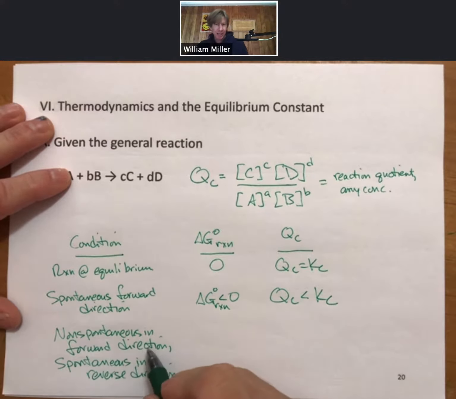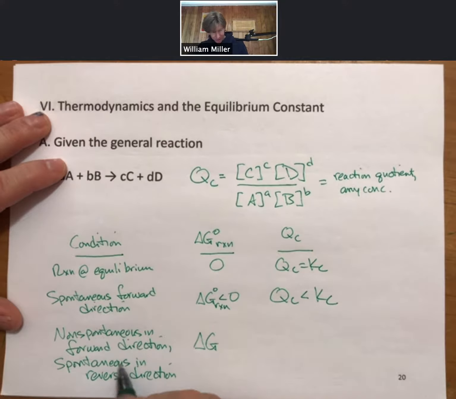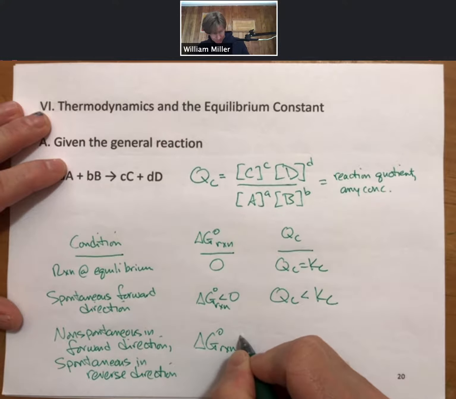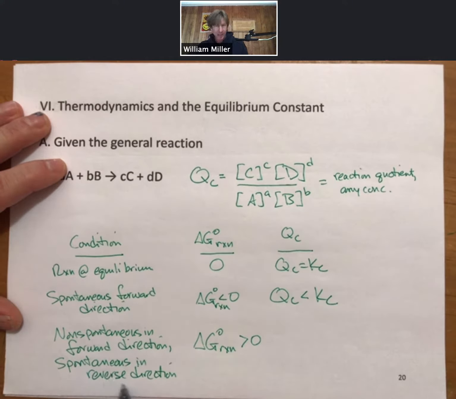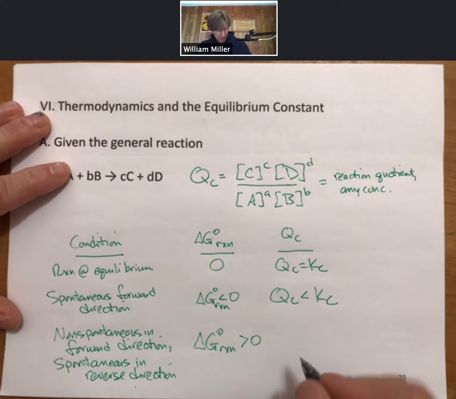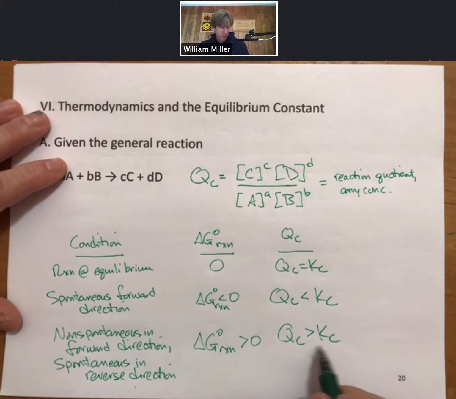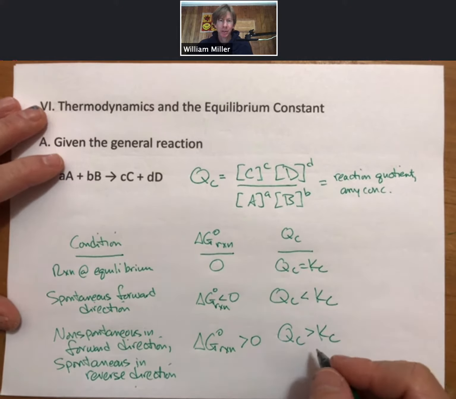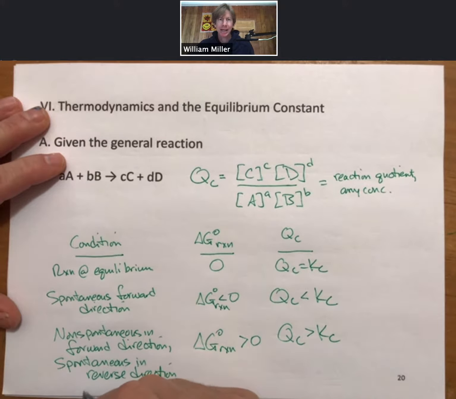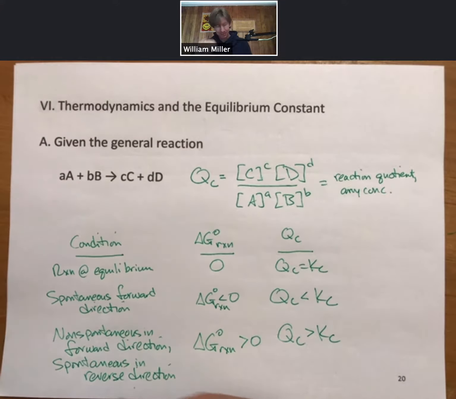Non-spontaneous in the forward direction is mostly what we've talked about, but it turns out that it's equivalent to being spontaneous in the reverse direction, which is when delta G is positive. And QC is greater than Kc is what we mentioned when we talked about equilibrium. That means do the reverse reaction. And now we're saying it means spontaneous in the reverse direction. Those are the same things.